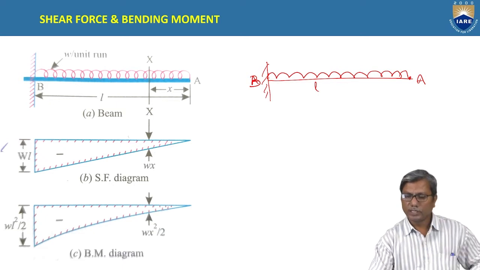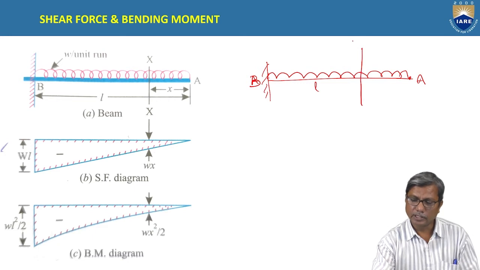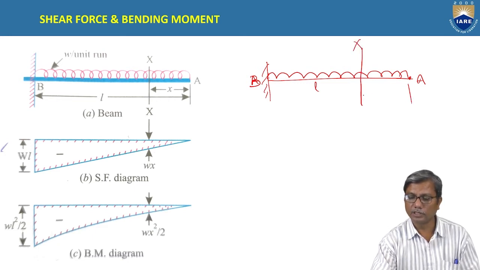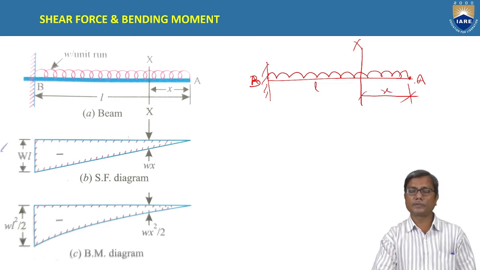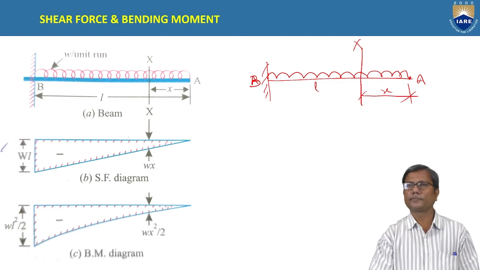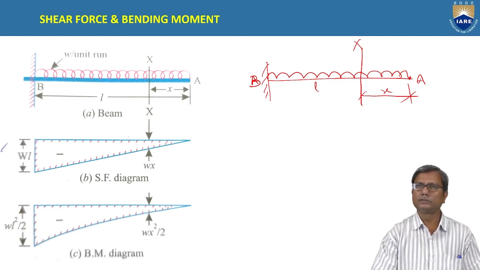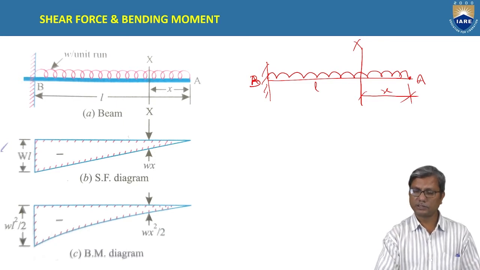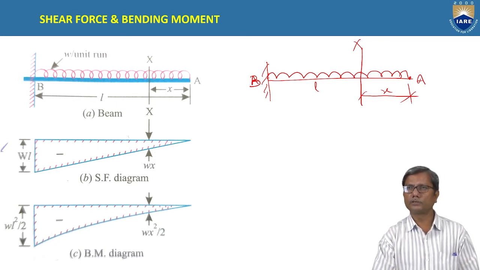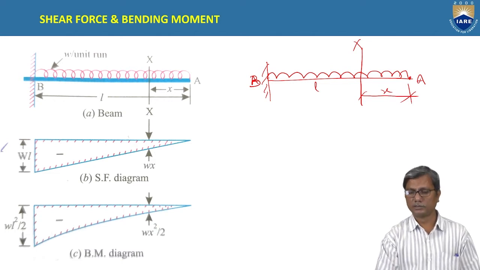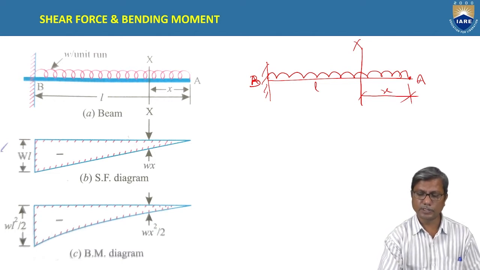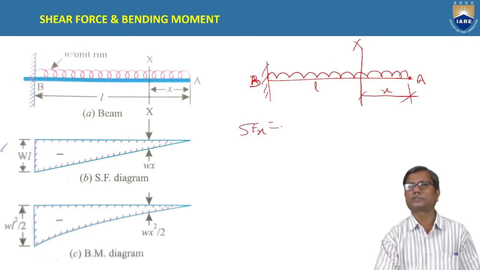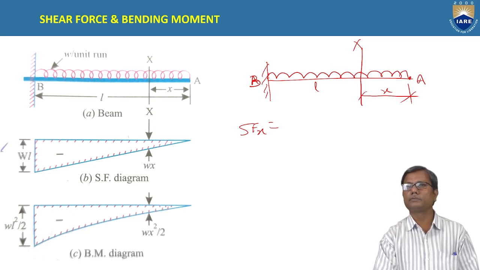Here also we consider one section between A and B with origin at A, the free end. Here also we consider the free end side. This one section is sufficient. It covers the total beam, so the same section is valid between the ends A and B. Now consider the shear force at section X. What will be the shear force?